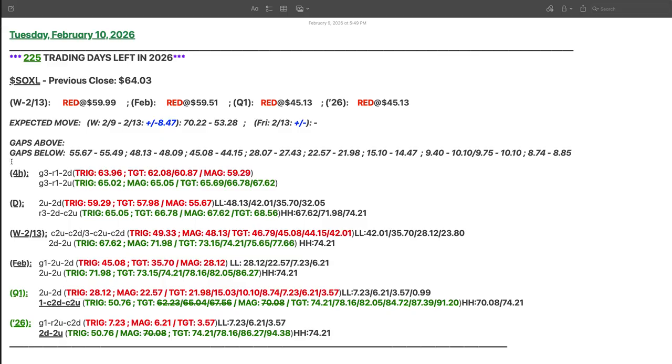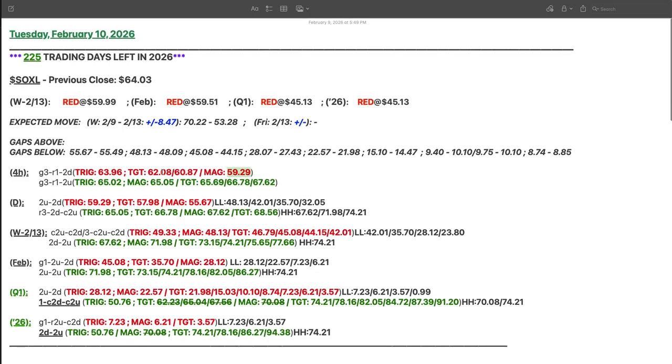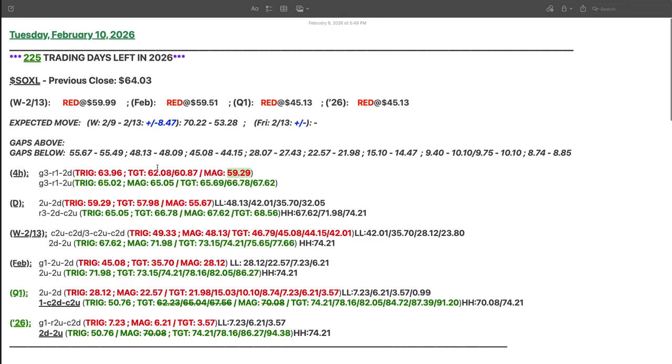And then we talked about, from a scalping perspective, we're looking for higher lows at or above opening print to get into calls, lower highs at or below opening print to get into puts, right? On the 4 hour time chart, we talked about price action to the downside would give us a 3-1-2 down reversal triggering at 63.96, magnitude of 59.29. We do seem to be in the change of trend on the 4 hour at this time, so we're not in a downtrend, but we're not in an uptrend yet.